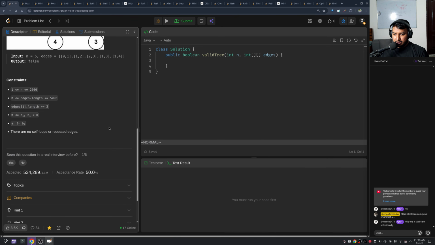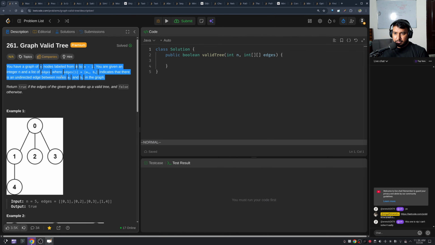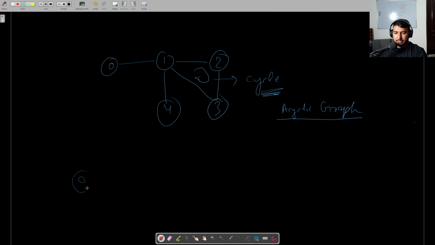Is there anything else that we want to check? My concern is, can we have something like this: 0, 1, and then 2 and 3? Do we have disconnected components?